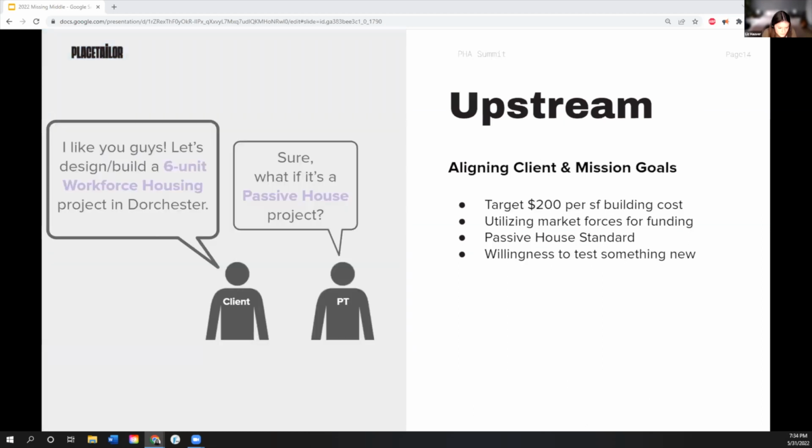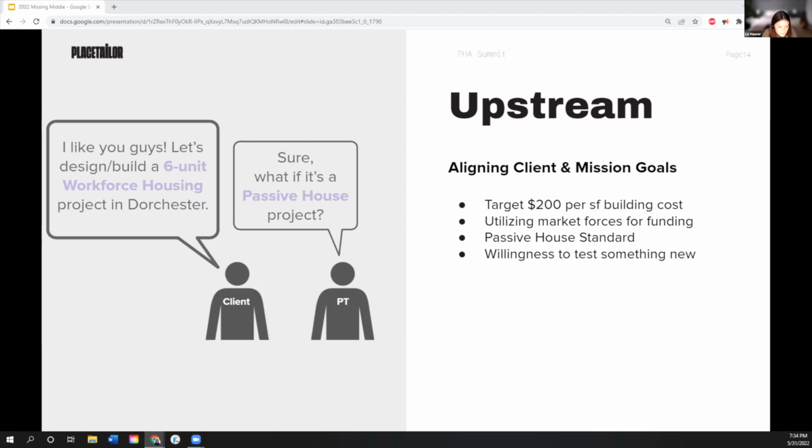So upstream, when this project first started out, it's very important to align clients' goals with the company's mission. And some of the requirements that we were approached with by the client is to provide 6 units of workforce housing. And his target was $200 per square foot of building cost. And Placetailor was still feeling out Passivhaus at this point when the project first started.